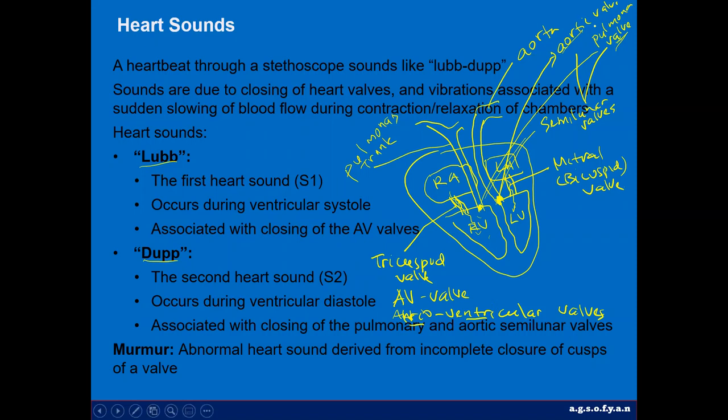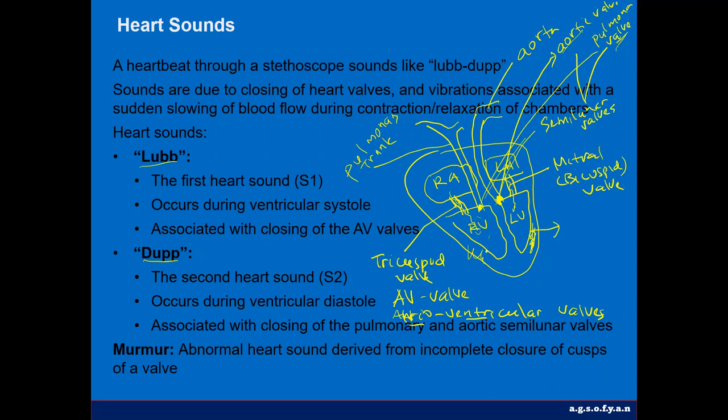Okay, we go back to this process. When the right atrium and left atrium contract, they send the blood down to the ventricle. At this time, the AV valves, the tricuspid and bicuspid valves, will be open, and the blood will fill the ventricles. From the ventricle, the blood will be pumped to the aorta and pulmonary trunk. So there will be ventricular contraction over here.